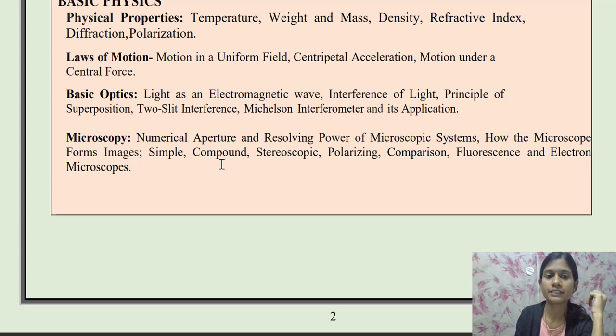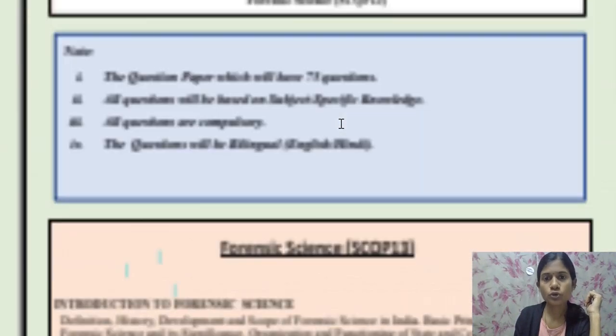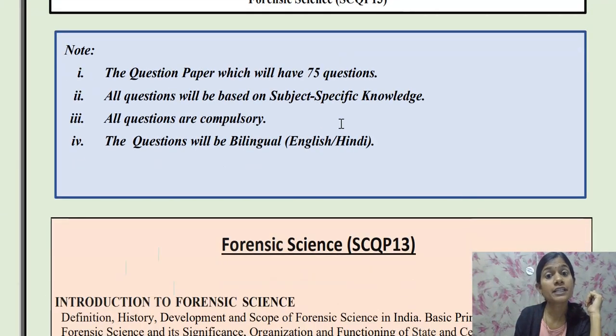science for trace evidences. So there are different types of microscopes: simple microscope, compound microscope, stereoscopic microscope, polarizing microscope, comparison microscope, fluorescence and electron microscopes. In the electron microscope, you will learn about SEM and TEM, the scanning electron microscope and transmission electron microscope. So these are all under microscopy, under basic physics. There are 75 questions in the question paper, all from forensic science.